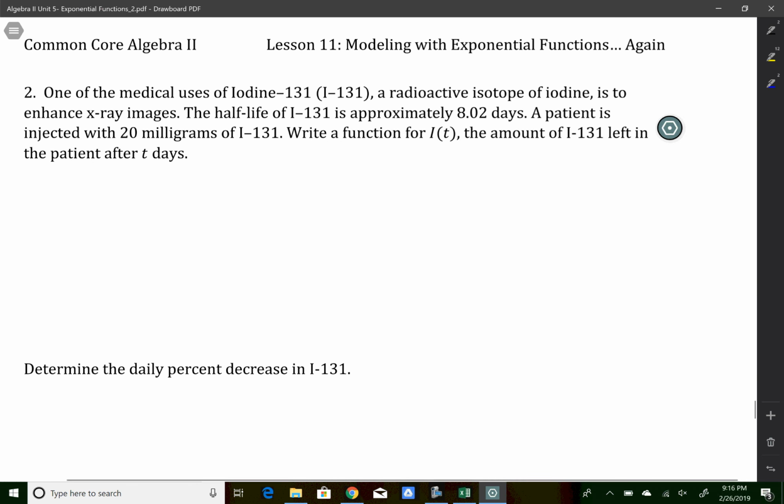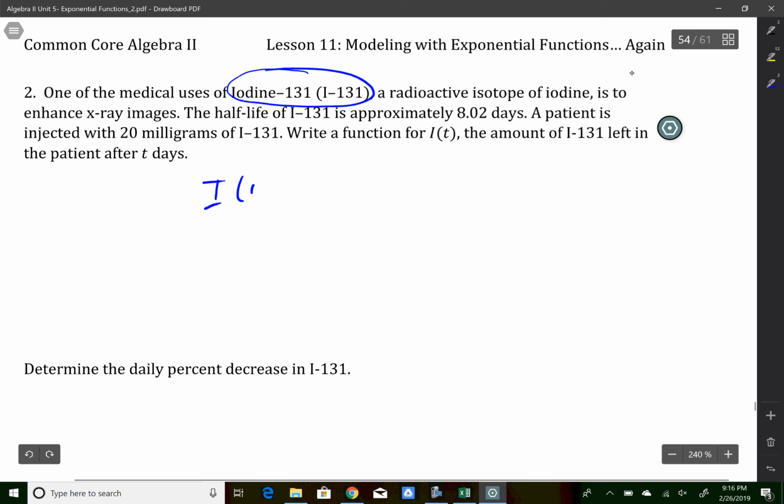So it talks about this iodine 131. Remember, whatever this is, don't let the chemistry part confuse you here. It doesn't matter, right? We're just talking about half-life. We know the generic half-life formula. So it says a patient was given 20 milligrams. That's the initial amount. So we have I of t is equal to 20 milligrams.